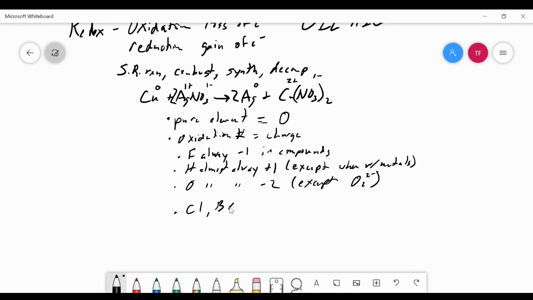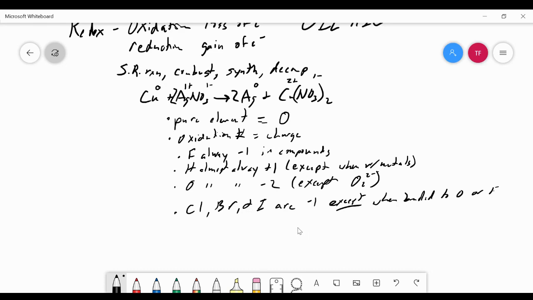Chlorine, bromine, and iodine are always -1, except, and this is important, when bonded to oxygen or fluorine. So if you have chlorate, chlorite, hypochlorite, then the chlorine's going to have a positive charge. Bromate, bromite, hyperbromite, same thing with iodine. If they're bonded to oxygen, then they're going to have different positive charges because they're bonded to oxygen, which is always -2. So they're a little tricky, but normally they're -1, except in those polyatomic ions.